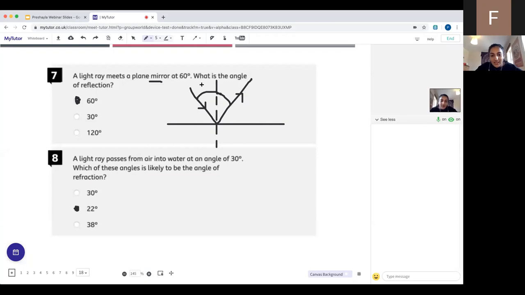Now this angle of incidence is 60 degrees. The light ray meets the mirror at an angle of 60 degrees. So that is 60 degrees. And because of the law of reflection, the law of reflection says that the angle of incidence equals the angle of reflection. So that must mean that this is 60 degrees as well.